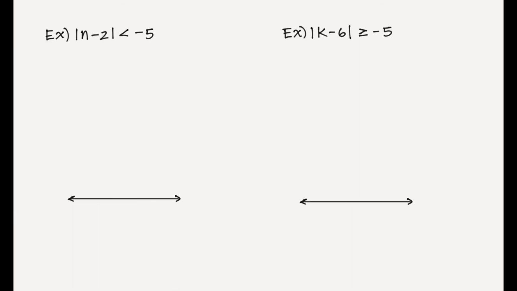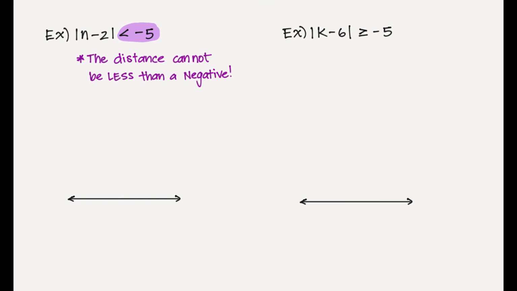So we're going to wrap up with two final examples, but notice this is less than negative 5. And what we learned about absolute value equations is that it could never equal negative 5. In this instance, the distance cannot ever be less than a negative number. So if this occurs, you can stop right there and you can just write no solution.